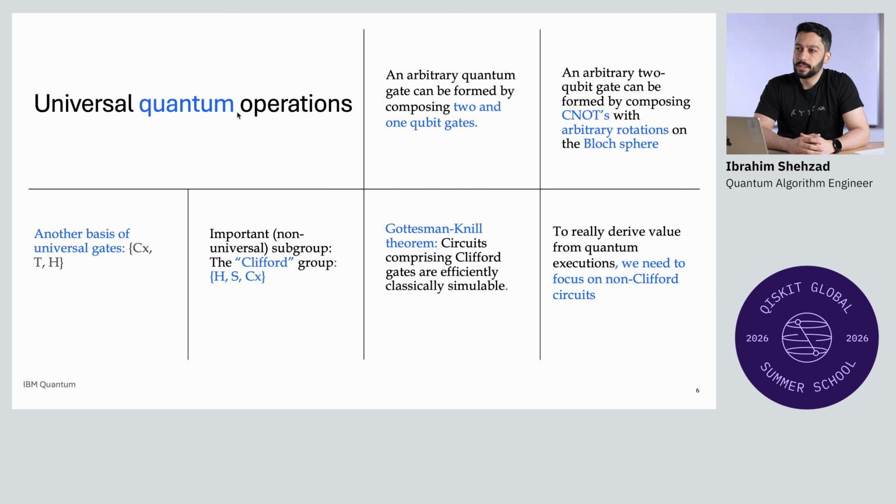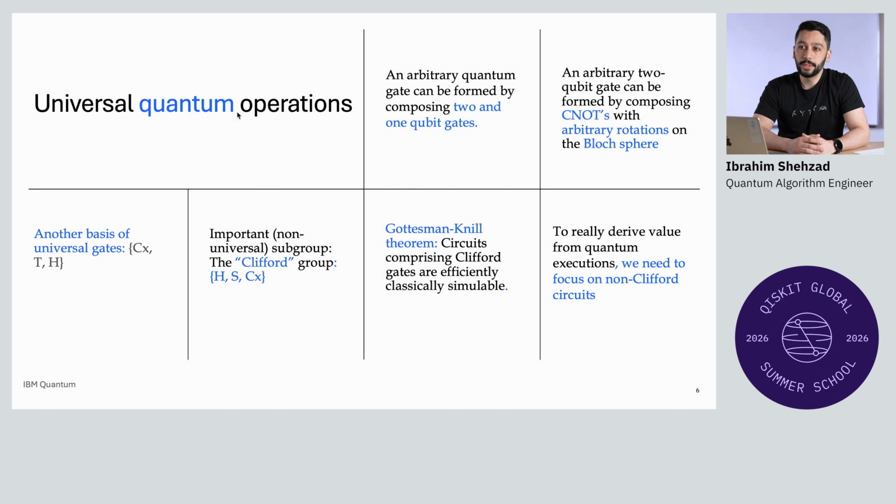Let's now synthesize what we've learned so far about single and 2-qubit gates into a series of statements that'll be useful for us to remember as we delve deeper into quantum computing. So firstly, an arbitrary quantum gate, and this can be a 3-qubit gate, a 4-qubit gate, or even higher, can be formed using only single and 2-qubit gates, which vastly simplifies the number of gates you'd need to deal with on a daily basis if you program a quantum computer.